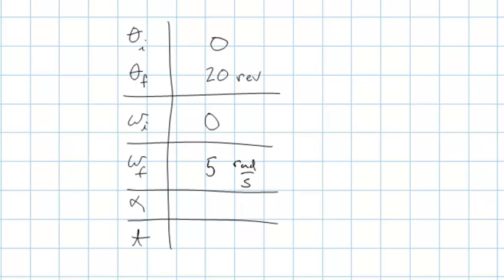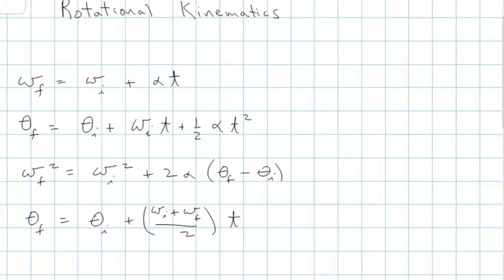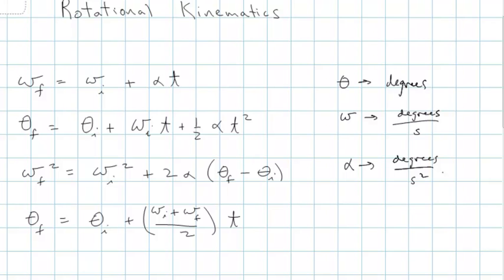The first thing we have to do is make our units all match up, because these kinematics equations work for any units you want to use as long as you're consistent. If you use theta in degrees, then you need to use omega in degrees per some time interval, maybe seconds, and alpha has to be in degrees per second squared. If you chose revolutions, theta could be in revolutions, omega could be in revolutions per second or per minute. I'll use seconds. And then alpha would have to be revolutions per second squared. You have to be consistent.